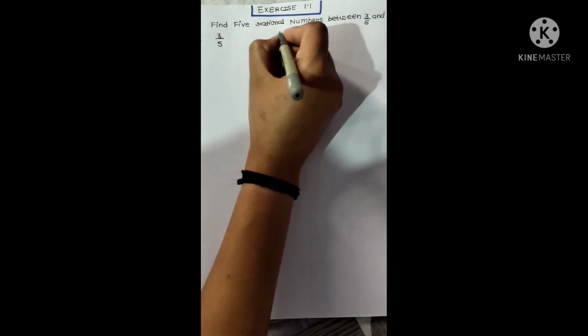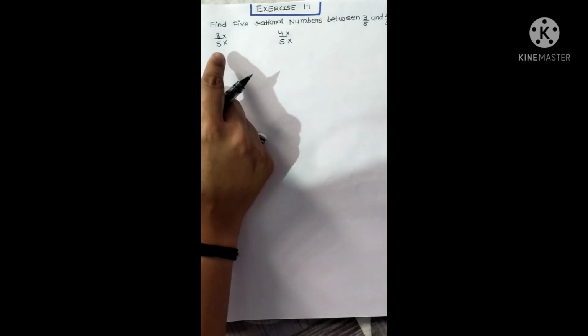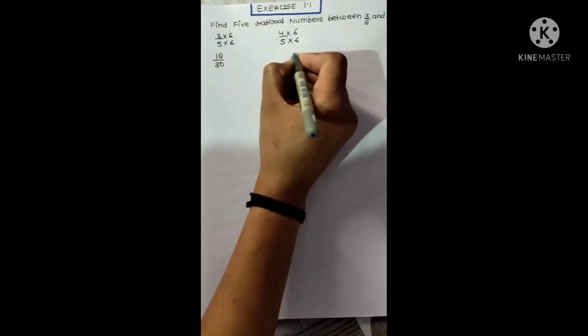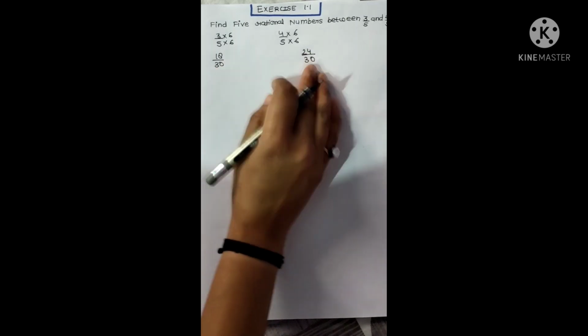So here we have two rational numbers, 3 by 5 and 4 by 5. I am going to multiply their numerator and denominator by 6. So it will be 6 3s are 18, 6 5s are 30, 4 6s are 24, 5 6s are 30. Now you can see their denominators are the same.